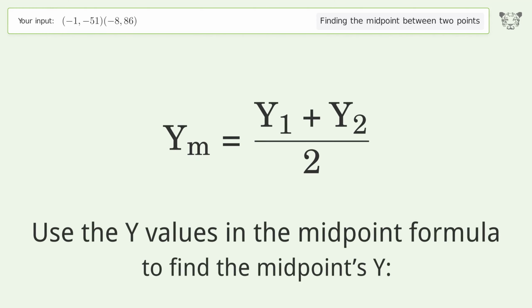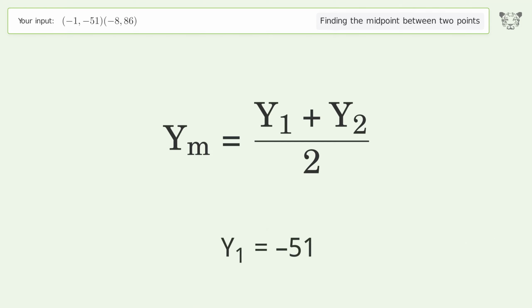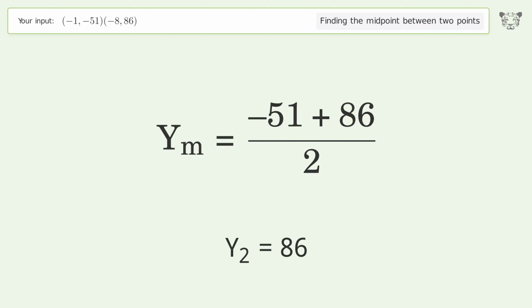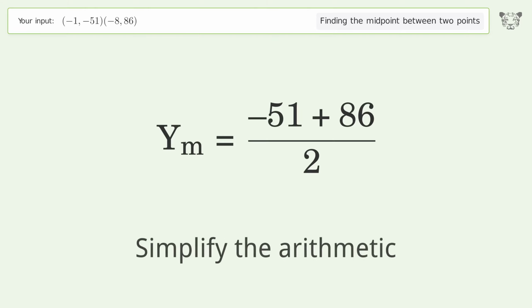Use the y values in the midpoint formula to find the midpoint's y. y1 equals -51. y2 equals 86. Simplify the arithmetic.